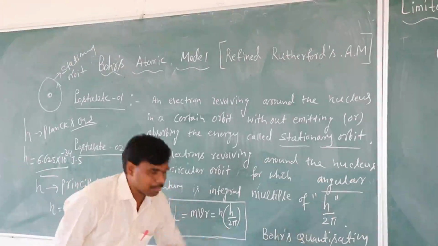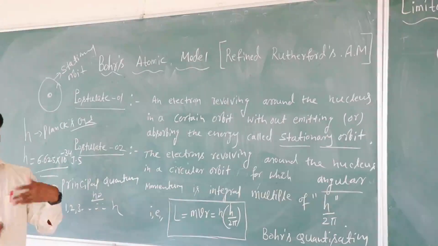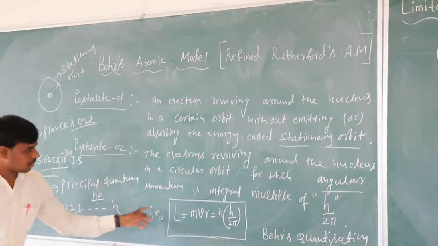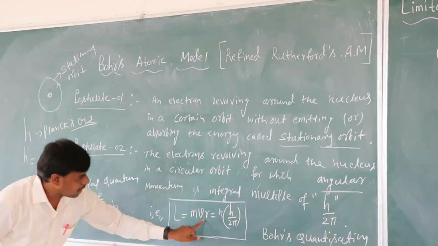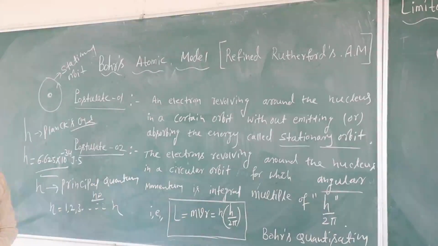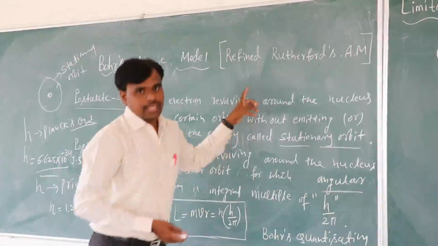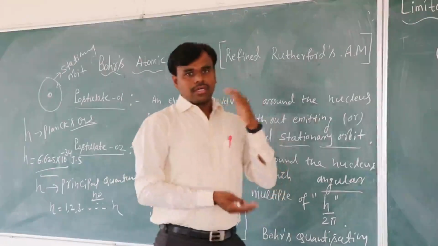This is the most important question for 1 mark. Write Bohr's quantization rule, that is, L is equal to mvr is equal to nh by 2 pi. The third postulate is most important, as it says about energy values.